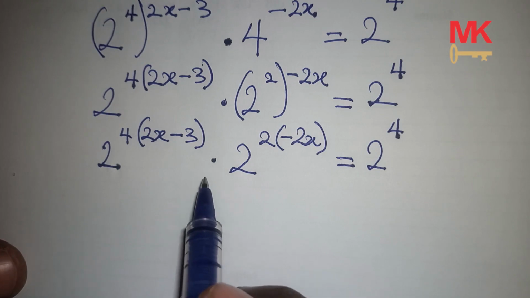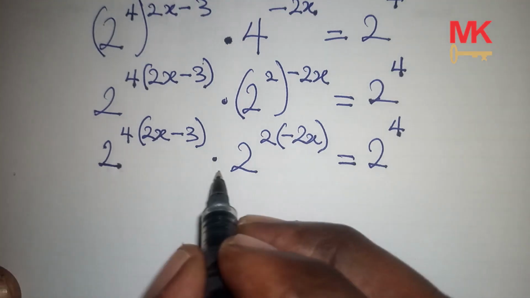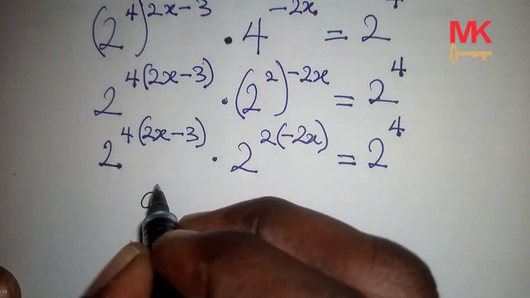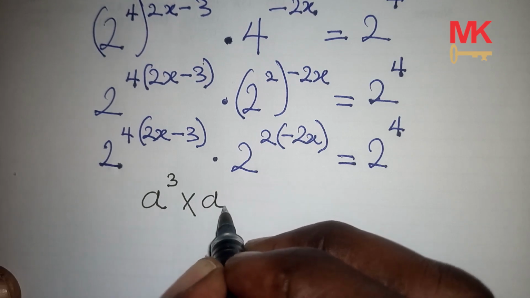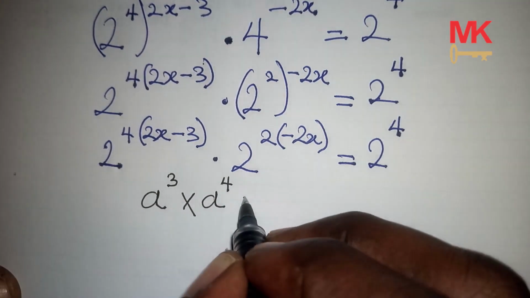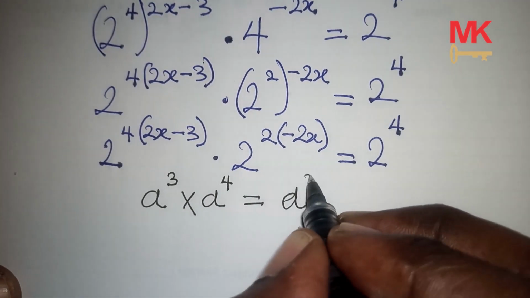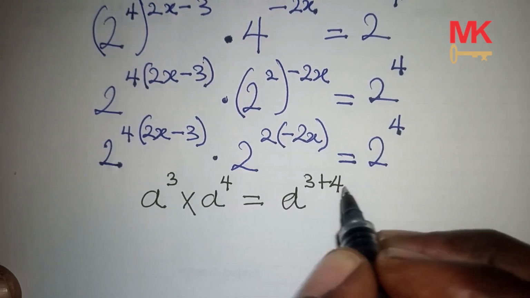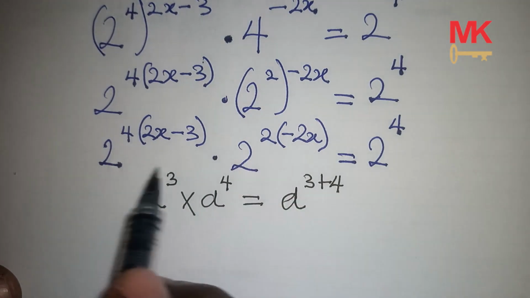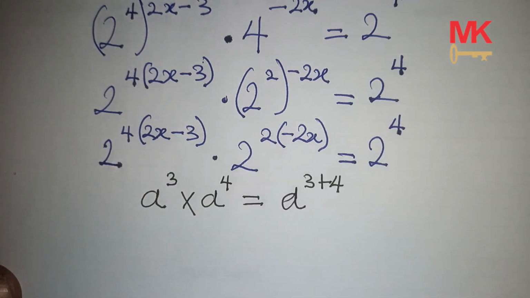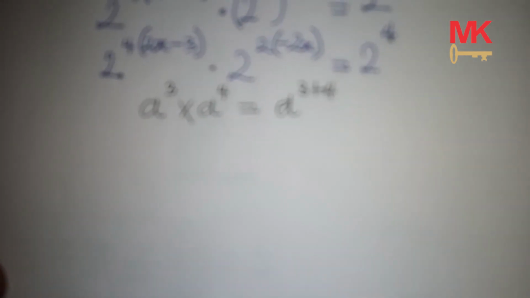So what we are going to do here is to apply the law of multiplication. That law says that a raised to power 3 times a raised to power 4 is equal to, the bases are the same, you pick one, a raised to power 3 plus 4. Remember we said that this dot you see here means multiplication, so we can pick one of the bases here and then add up the exponents. So let's apply the law of multiplication at the left hand side.